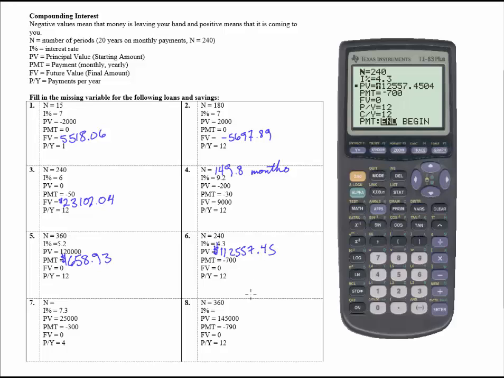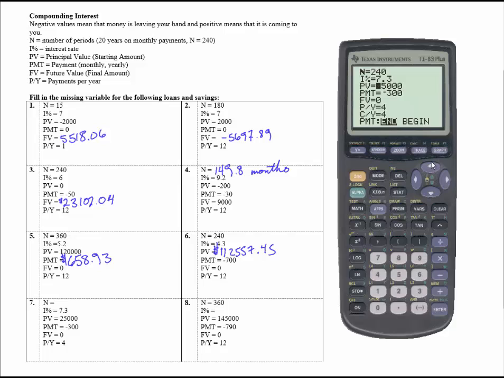Okay, number 7. We don't know what N is, but the interest rate is 7.3. The principal value is 25,000. Ooh, maybe an expensive car or something like that. And we can only afford $300 a month to pay for that car. Ooh. Note that they changed that P over Y to a 4 down here. That means you're paying quarterly.